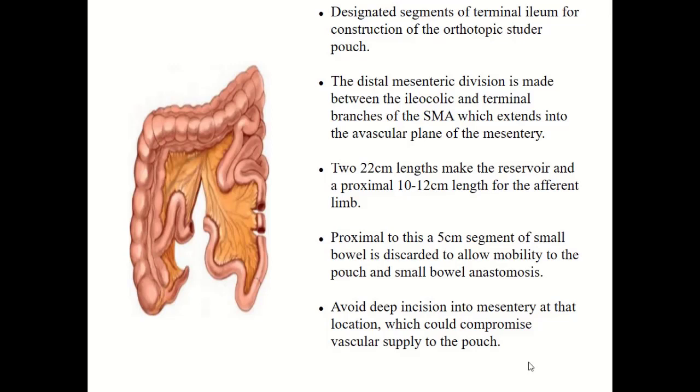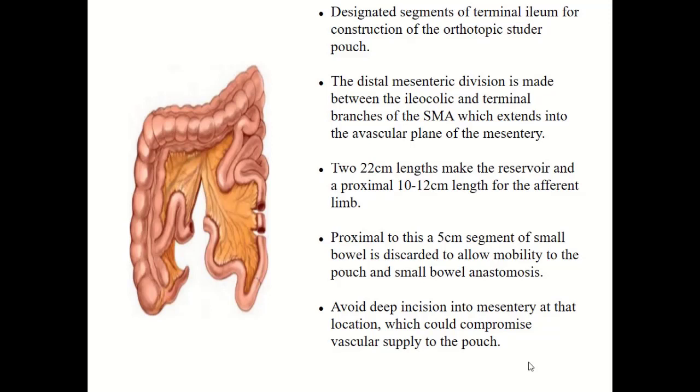Designated segment of the terminal ileum for the construction of the orthotopic Studer pouch. The distal mesenteric division is made between the ileocolic and the terminal branches of the superior mesenteric arteries, which extend into the avascular plane of the mesentery. Two 22 cm lengths make the reservoir, and the proximal 10 to 12 cm length is the afferent limb, which will be used for the ureteral anastomosis.